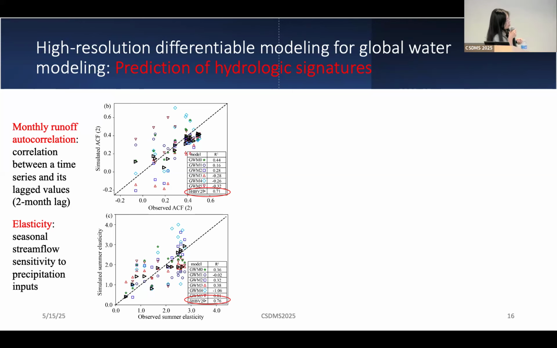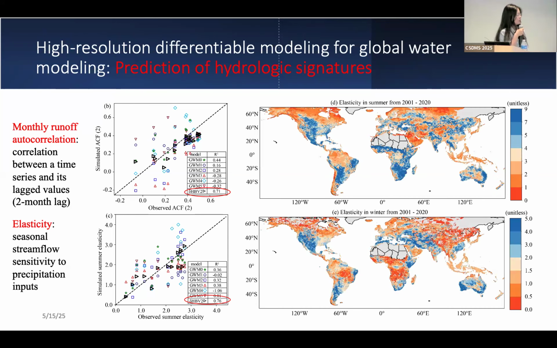Then we compare the simulated signatures with the signatures calculated from the observation. The differentiable model is the only one that can provide an R2 larger than 0.5. It's around 0.7 here. So that means differentiable models also can help us to capture those hydrological signatures. In this work, we also provide a global hydrological data set. And this is the result of the seasonal elasticity across the globe on those unit merit basins.